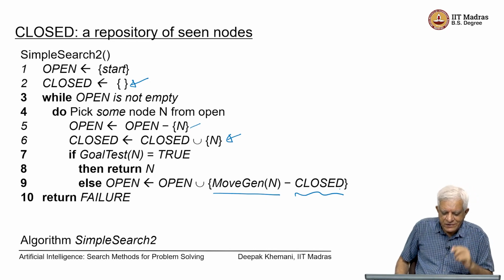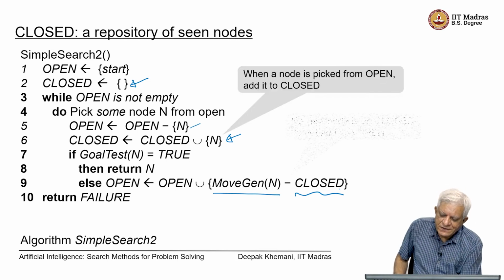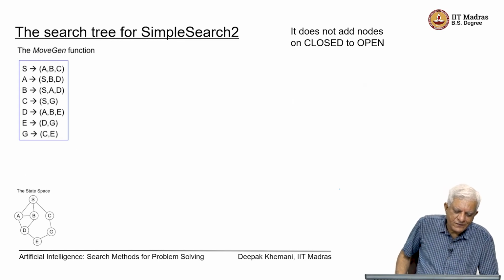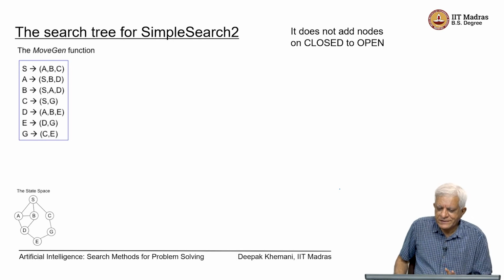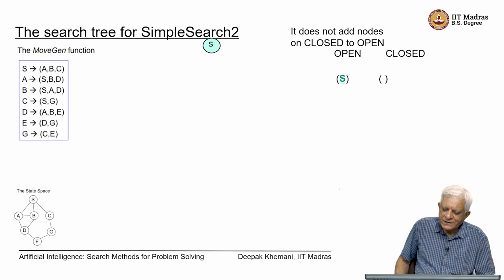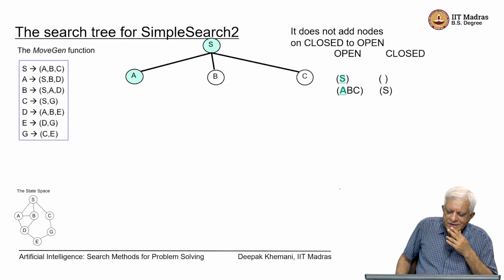And we have a new algorithm. So, what will this algorithm do? When a node is picked from open, it is added to closed, and if a new node is on closed, it is not added again to open. So, that is what we are doing here. How does this algorithm perform for the same problem? It does not add nodes on closed to open. So, the search space is smaller than the search space for simple search 1. So, that is how it is happening.